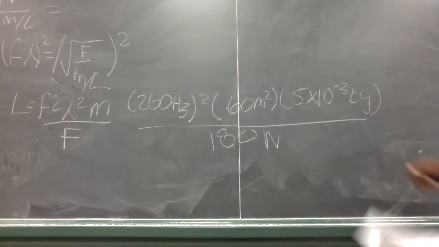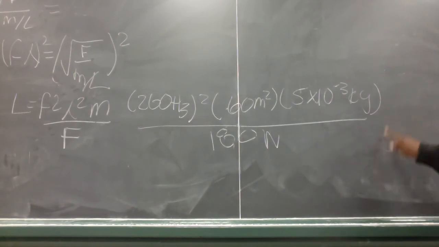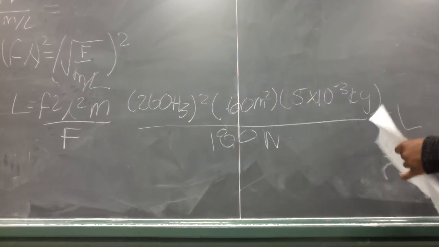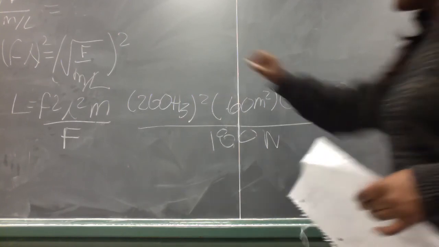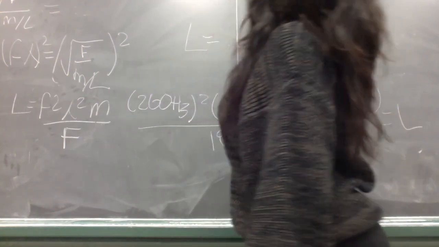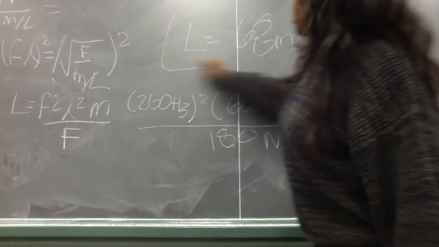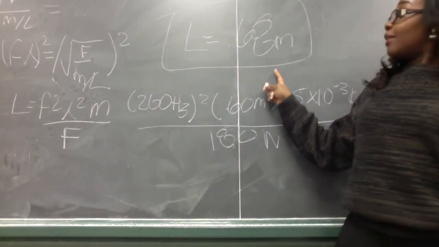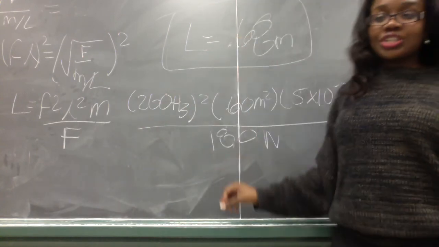So when you solve everything, you're going to get L. And in this case, by plugging everything into a calculator, you find out that L is equal to 0.68 meters. So this is the final answer, 0.68 meters, of what the length of the string is.